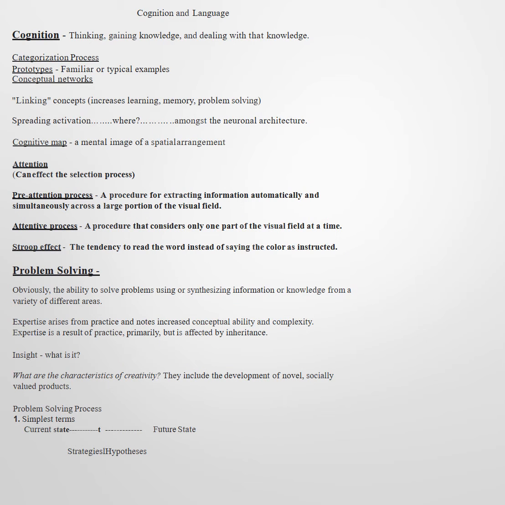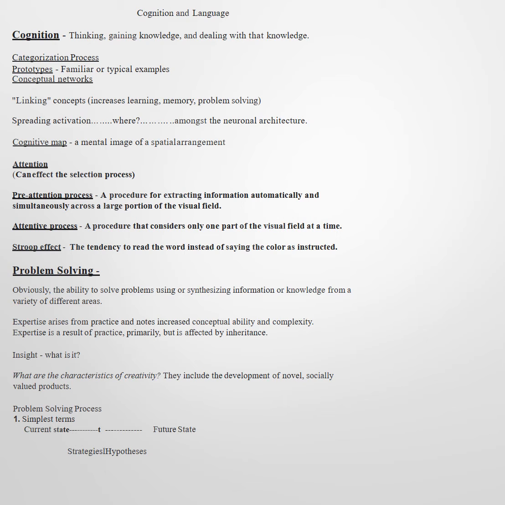So cognition is the thinking, gaining knowledge, and dealing with that knowledge. It includes many, many processes. Some of the simplest ones are categorization, developing prototypes of familiar objects like a cup. When you think of that concept, you come up with all kinds of typical examples. Even conceptual networks, that is, the branching, if you will, of the architecture of the brain.